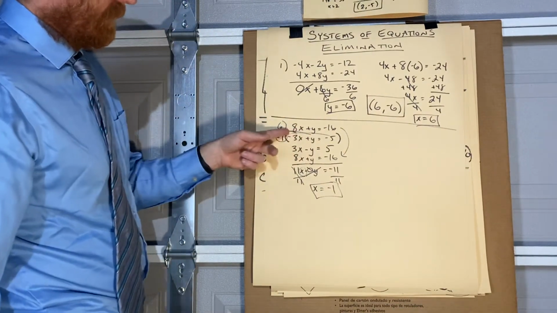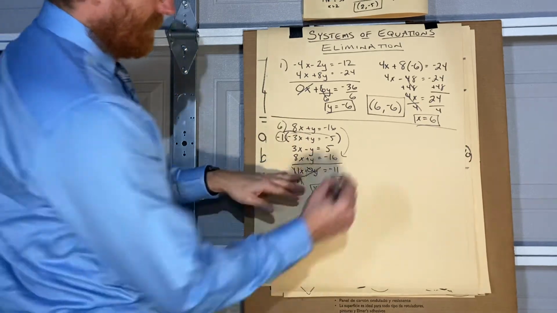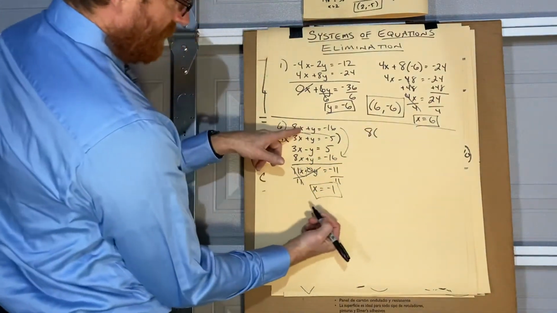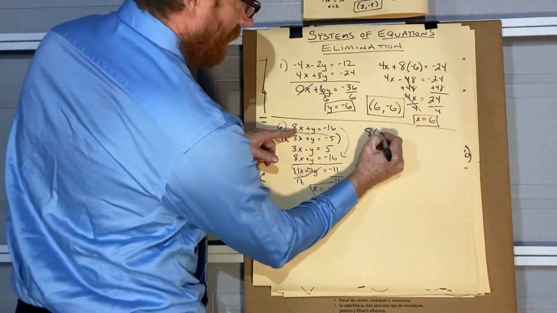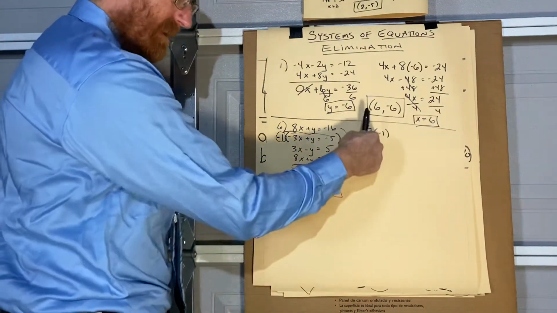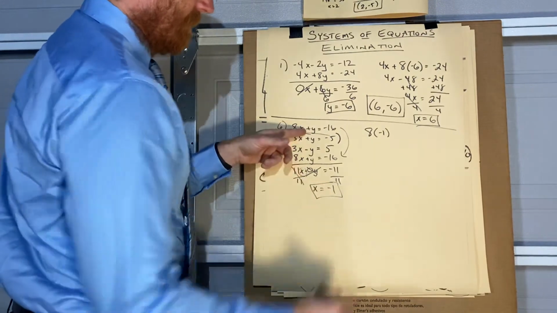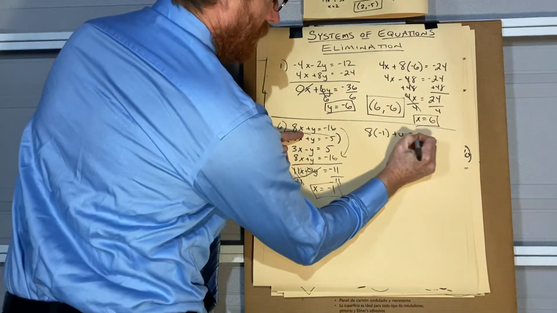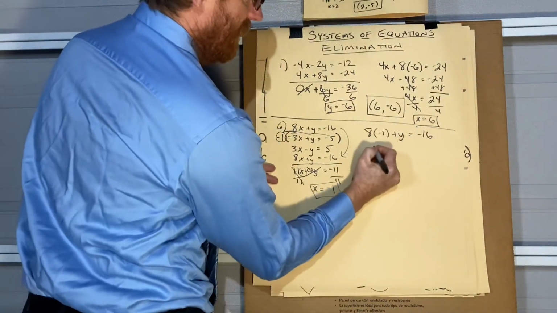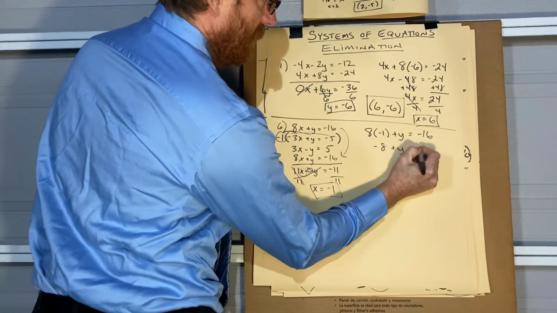They're positive over here. 8 times the x value. I know x is -1, so now I'm going to plug it in. I have half my answer done, so I can use that information back in the original equation. Plus y equals -16. So I got -8 plus y equals -16.